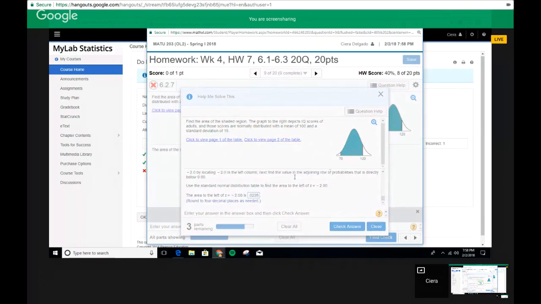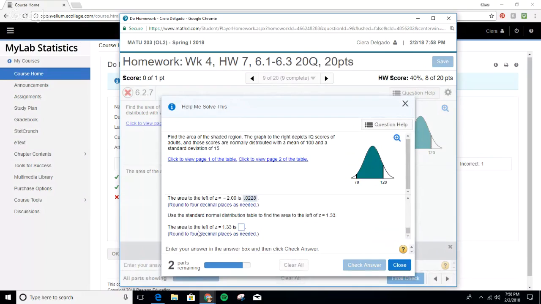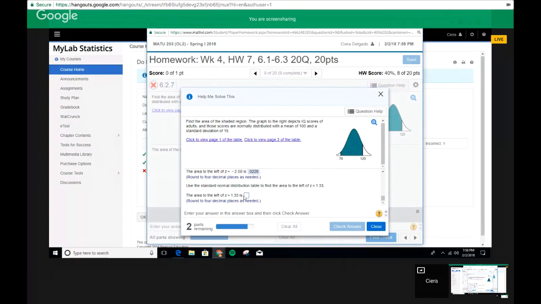Okay, so the area to the left of Z. Let's see. Use the standard deviation table to find the area to the left of Z. So 1.33. So to the left of Z would be, let's see.